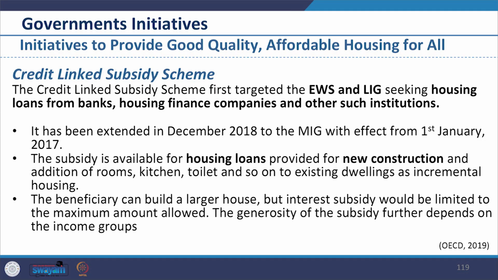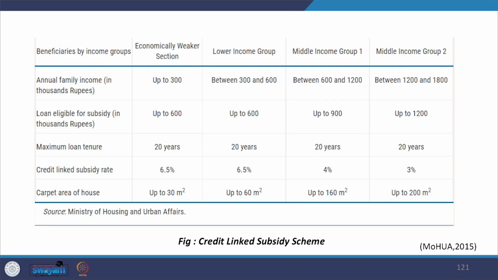The beneficiary can build a larger house but interest subsidy would be limited to the maximum amount allowed. The generosity of the subsidy further depends on the income groups. In the table, you can see beneficiaries by income groups such as economically weaker section, low income group, middle income groups, and the income capping, loan tenure, credit-linked subsidy rate, and carpet area of the house.